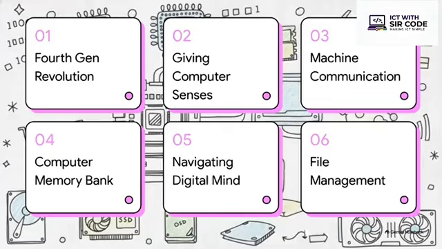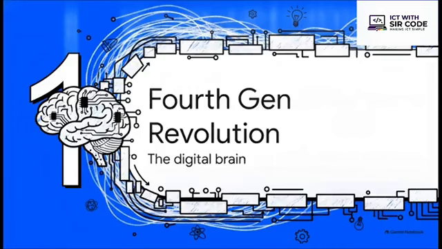Here is our roadmap. 1. The fourth generation revolution. 2. Giving the computer senses. 3. How the machine communicates. 4. The computer's memory bank. 5. Navigating the digital mind. And finally, 6. Mastering your file management. Starting with Section 1, the fourth generation revolution.